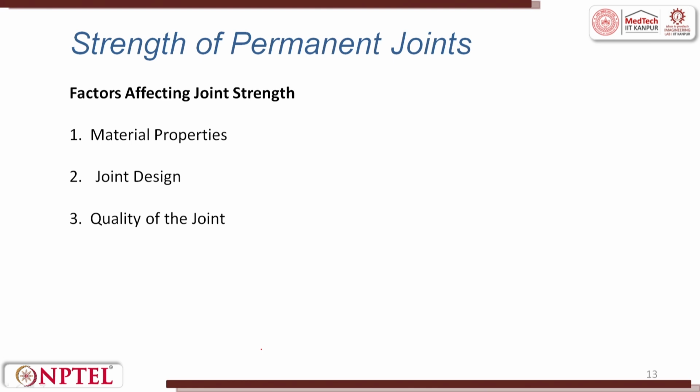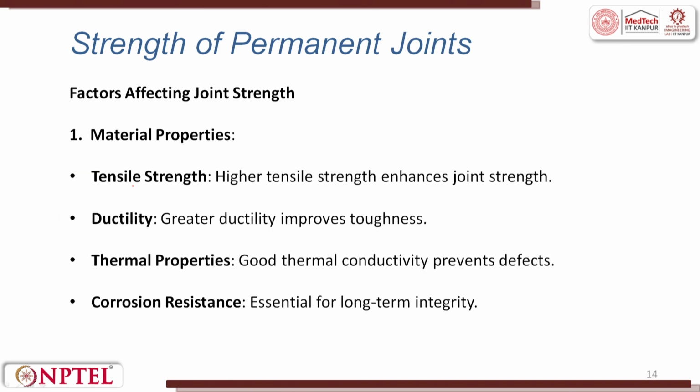Next comes strength of permanent joints. Strength is affected by factors such as material properties, joint design and quality of the joint. Regarding the material properties, high tensile strength enhances the joint strength. Ductility, greater the ductility, more is the toughness. So, ductility improves toughness. Thermal properties, good thermal conductivity prevents defects. Corrosion resistance, essential for long term integrity.